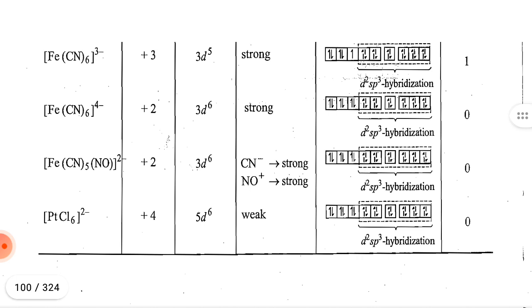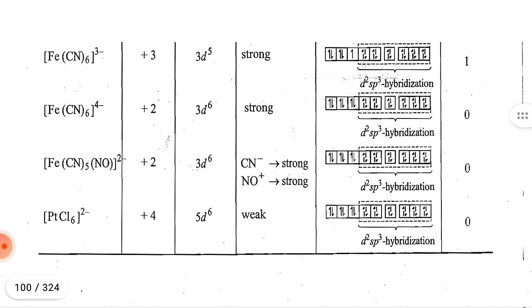[Fe(CN)6]4-, the oxidation state of iron will be +2. Fe will have 3d6, CN is a strong field ligand, so 6 electrons will be present in 3d. Cyanide will give 12 electrons, so it will form d2sp3 hybridization, so unpaired electrons will be 0. So this is diamagnetic.